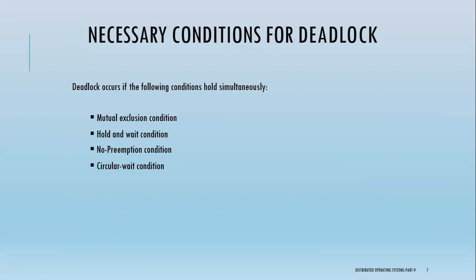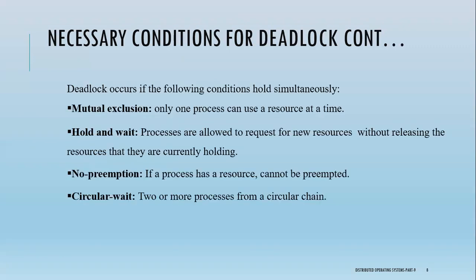Number three, no preemption condition. A resource that has been allocated to a process becomes available for allocation to another process only after it has been voluntarily released by the process holding it. Number four, circular wait condition. Two or more processes must form a circular chain in which each process is waiting for a resource that is held by the next member of the chain. Deadlock occurs if the following conditions hold simultaneously: mutual exclusion, hold and wait, no preemption, and circular wait.